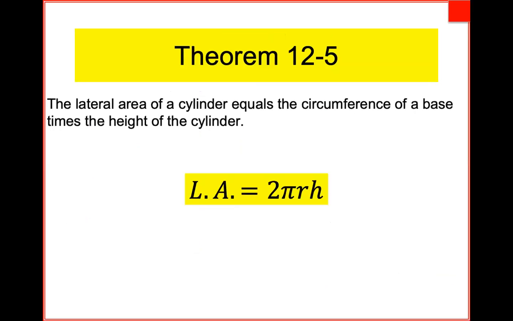So this is actually theorem 12.5. It says that the lateral area of a cylinder equals the circumference, that's the 2 pi r, of a base times the height of the cylinder, so 2 pi r h. 100% sure, make sure this makes it into your book of truth. Theorem 12.5, the lateral area of a cylinder is equal to 2 pi r h. That certainly sounds like pi r squared a little bit, so be careful. Don't mistake it with the area.